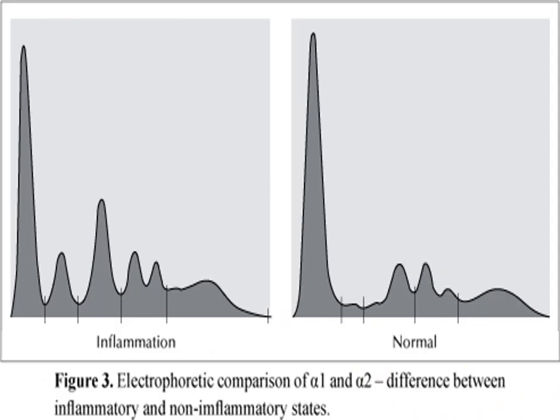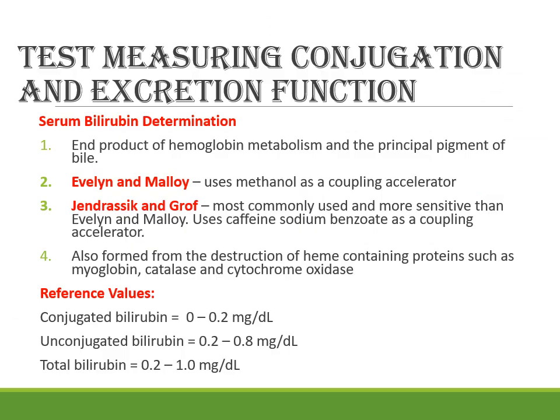Okay, so this is also the electrophoretic pattern for inflammation, right? So if you see here, number one is an increase in alpha 1, right? Increase in alpha 1, increase in alpha 2, and also there is an increase in beta, the beta globulin. So there is also an increase in the beta globulin for inflammation, for patients experiencing inflammation.